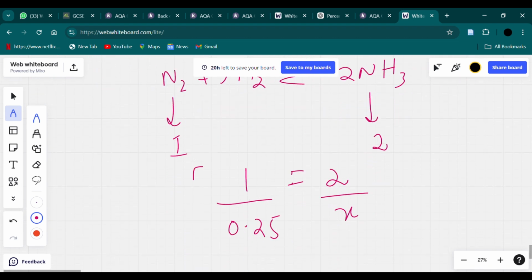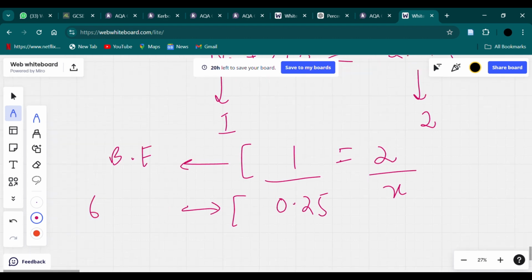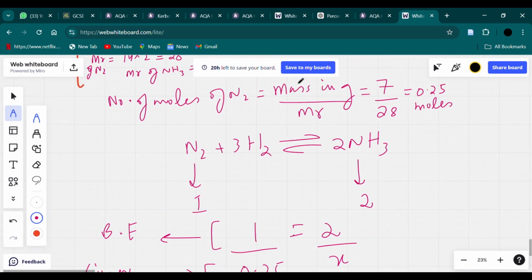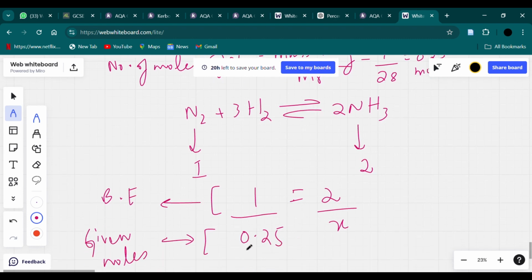Okay, so from the upper part of the ratio, these ratios of nitrogen and ammonia we have taken from the balanced chemical equation, and these are the values that we have taken from the given moles. Yes, the moles have been given, because here the mass of the nitrogen was given to you, you just convert it into moles. So the given moles of nitrogen is 0.25. You have to find out the moles of ammonia here.